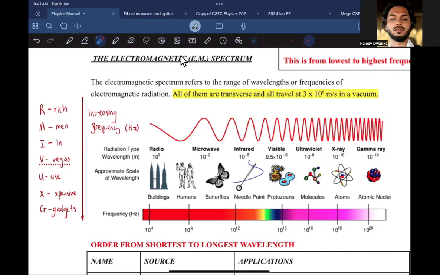So think radio: when we're using radios, the wavelengths have to travel a large distance, so long wavelength. Gamma is very, very small because it can pass through anything, and it's dangerous. All right, so let me answer the question now.